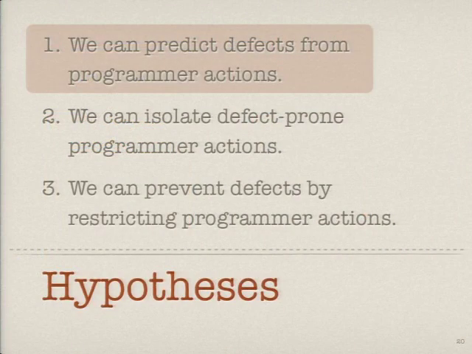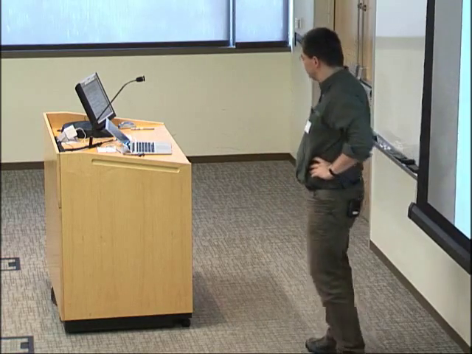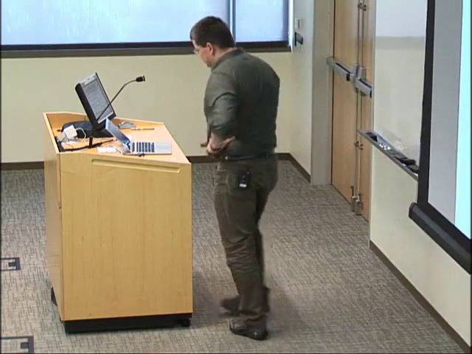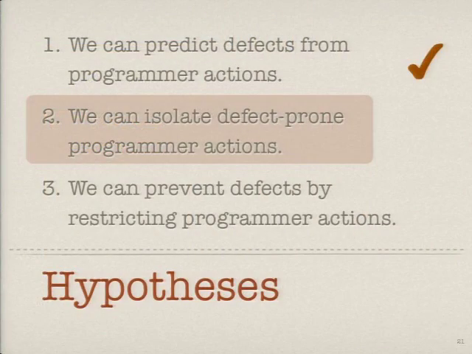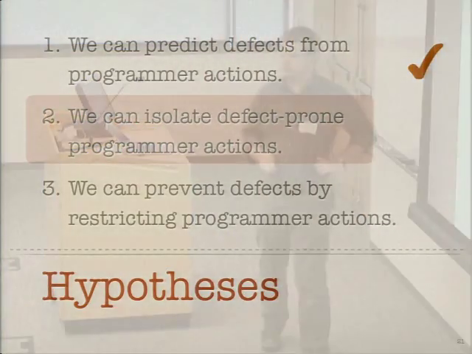So that's the first thing. By training a regression model on the distribution of characters and the number of characters in files, we can very easily predict defects in various Eclipse versions. Let's come to the next topic. Can we figure out which are the programmer actions that are most defect prone?